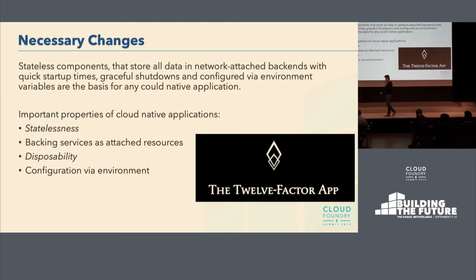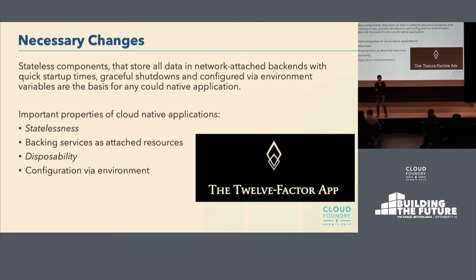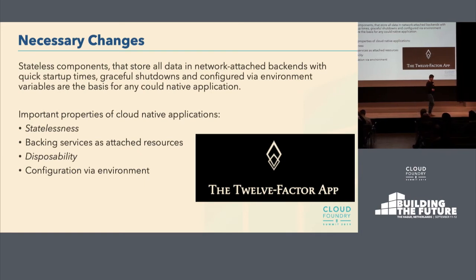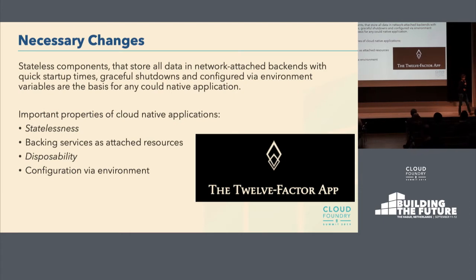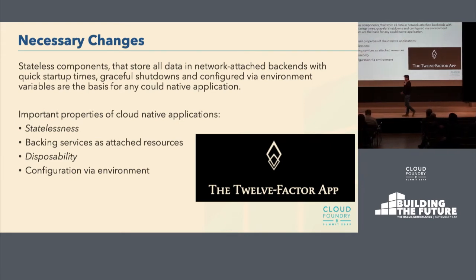Then you really need to separate between the backing services and the application instances, which means that the lifecycle of the application should be separate from things like databases and message queues and any persistent service. Because services will come and go, and they need to be able to quickly attach to an existing backend and detach from an existing backend. The next property is disposability, very important. It's actually 2 properties.